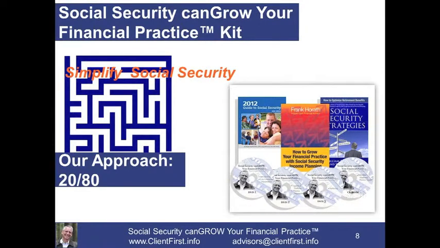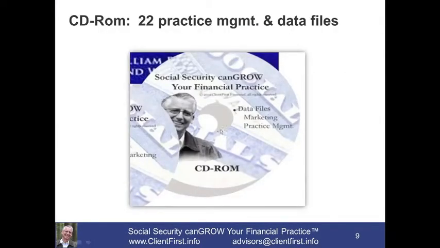The CD data-ROM has 22 different data files on how to market Social Security income planning, tools to market to your clients and center of influence partners, and tools to bolt on Social Security income planning quickly to your practice. So once again, the CD data ROM, 22 different data files to get you up and running quickly and to market this in a simple, concise way to your clients and center of influence partners.